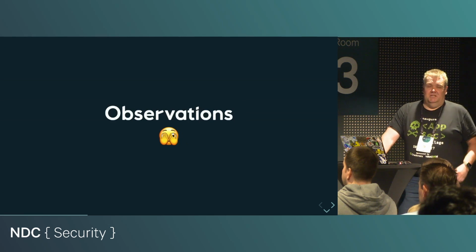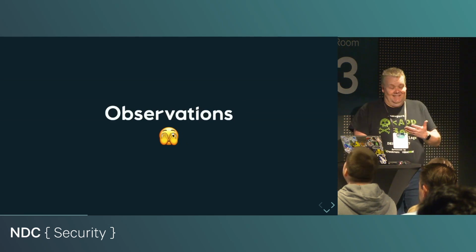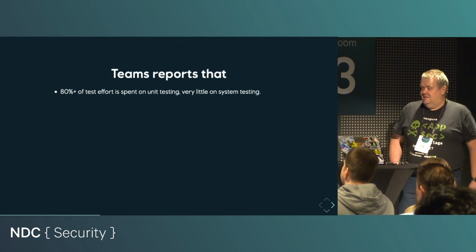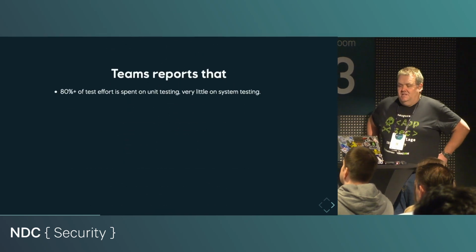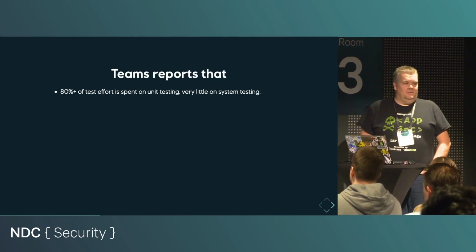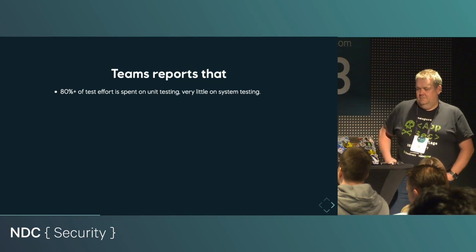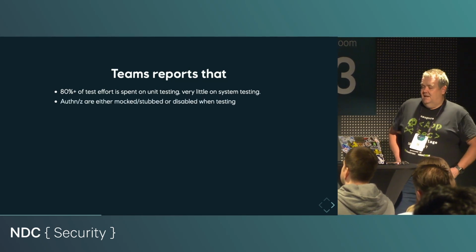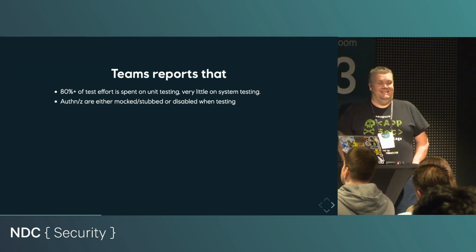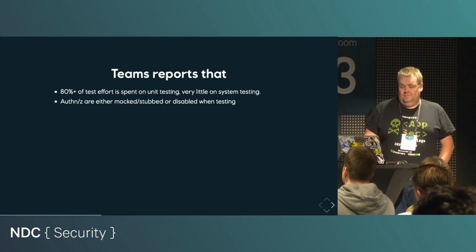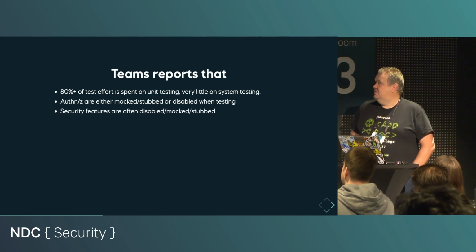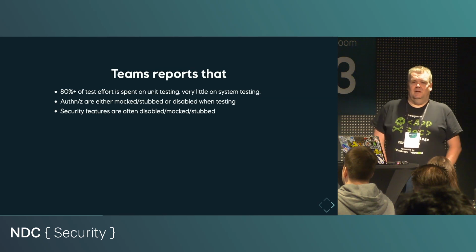So some observations that I did in this incident, but all over at our company and other companies as well, is that teams report to us that 80% of their test effort is spent on unit testing, very little on integration testing and system testing. They also tell us that authentication and authorization are either mocked or stubbed and disabled when testing. They also say that security features are often disabled or mocked or stubbed when we do testing as well.